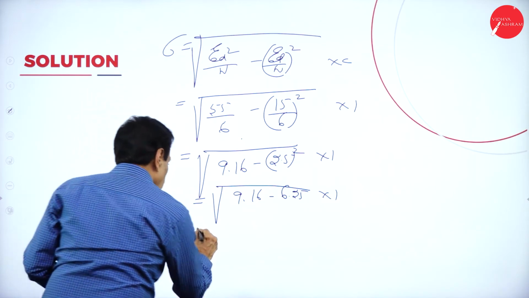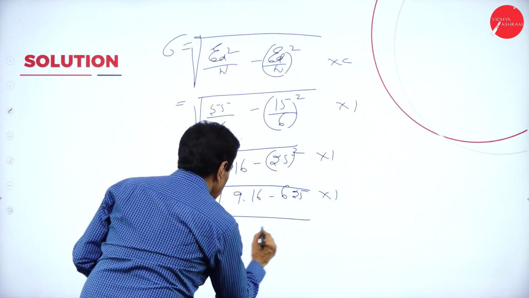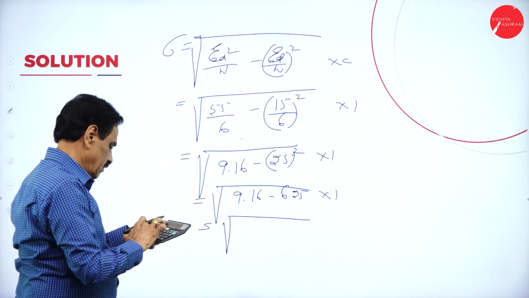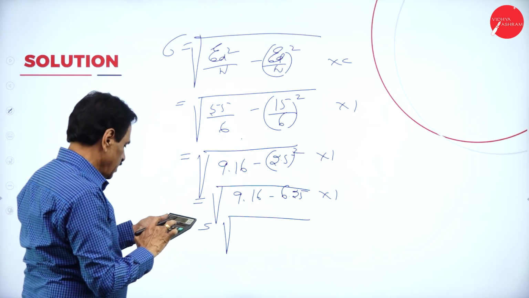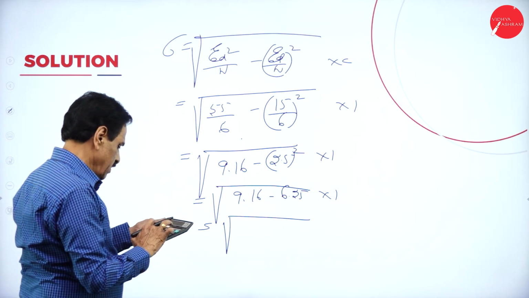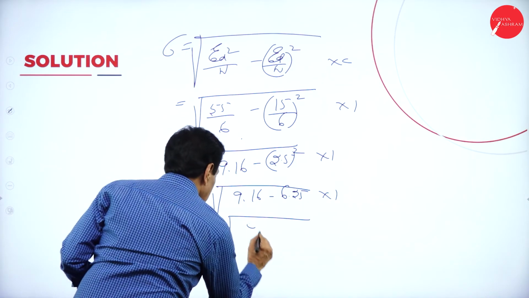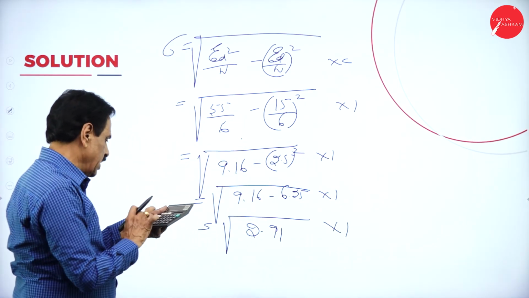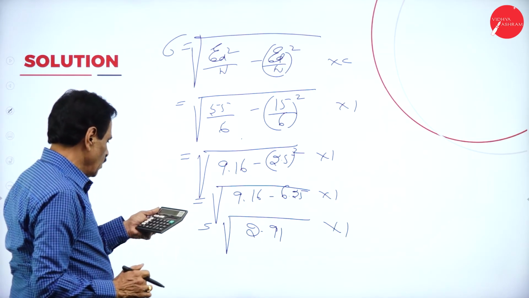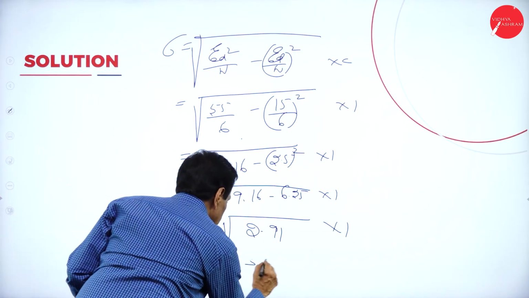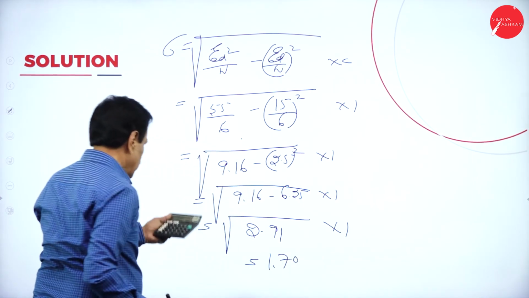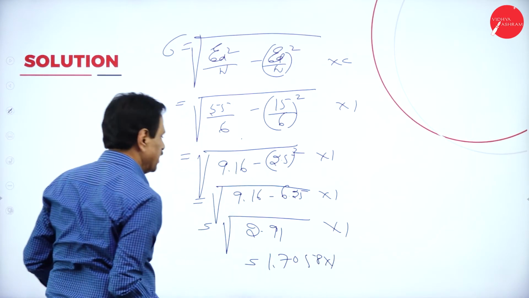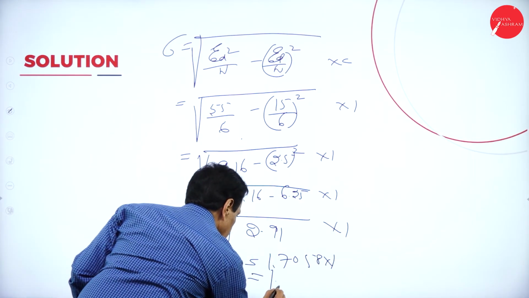Deduct: root of 9.16 minus 6.25 is equal to 2.91 into 1. Root of 2.91 works out to 1.7058, into 1, is nothing but 1.70.